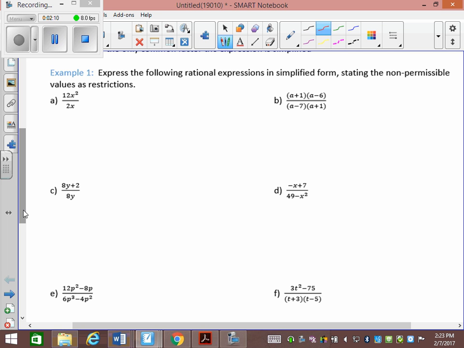So in this case, I'm going to have a 12 in a bracket, and I'm going to have an x squared in a bracket because they're multiplied together. And anything that's multiplied together, I put in its own brackets. And then I have a 2 and an x.